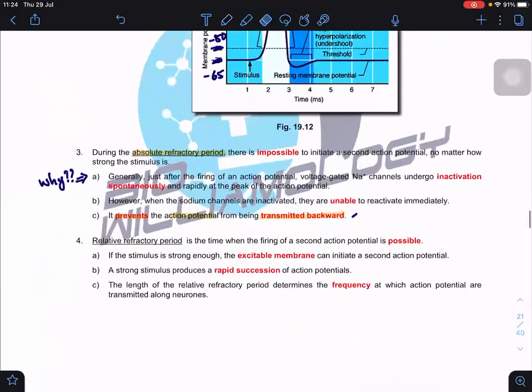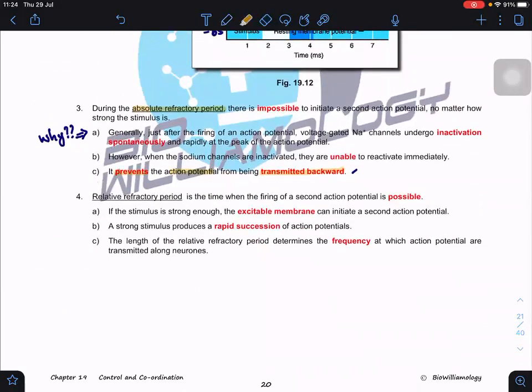When we talk about the relative refractory period, firing of a second action potential is possible if the stimulus is strong enough. The excitable membrane can initiate a second action potential, so it must be strong. A strong stimulus produces rapid succession of action potentials. Are you clear? So what does strong mean? Strong means I can generate many action potentials in a particular time compared to a weak stimulus. A weak stimulus can produce, for example, 5 per unit time, but a strong one can produce 10. So this is how our brain interprets.